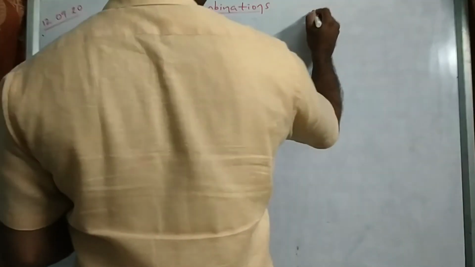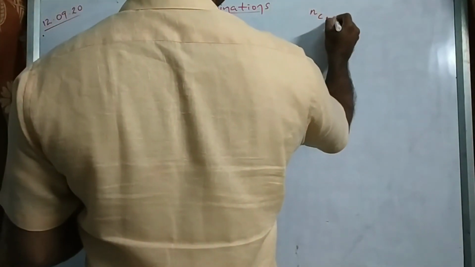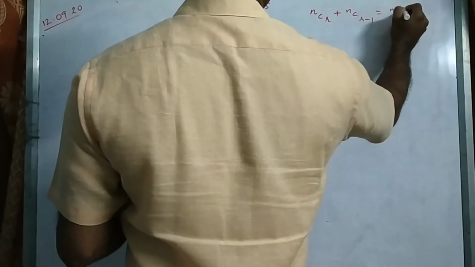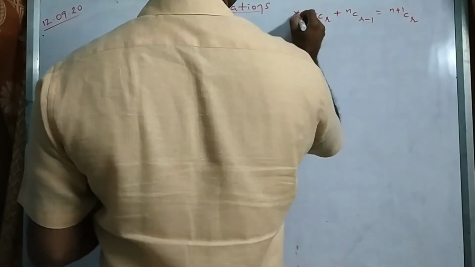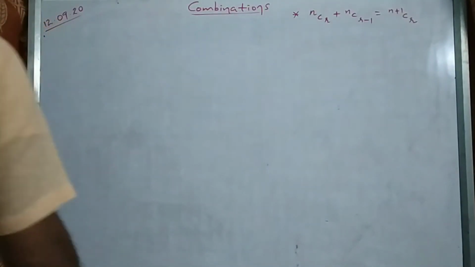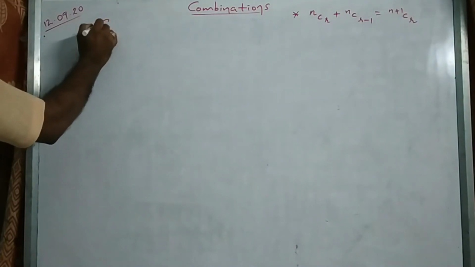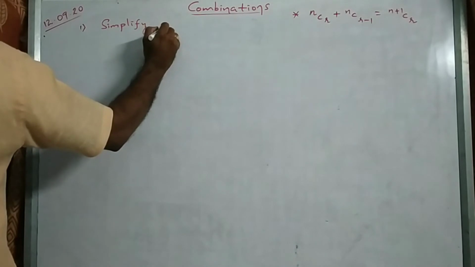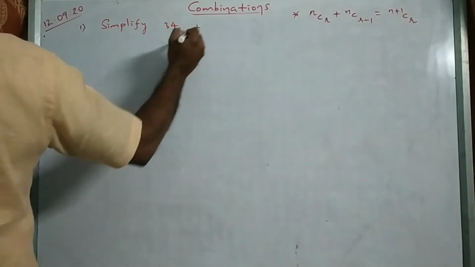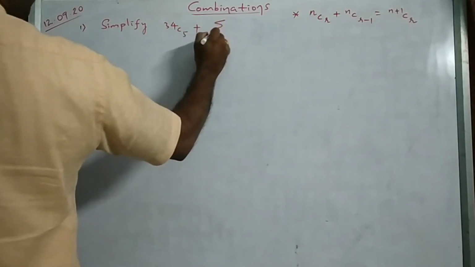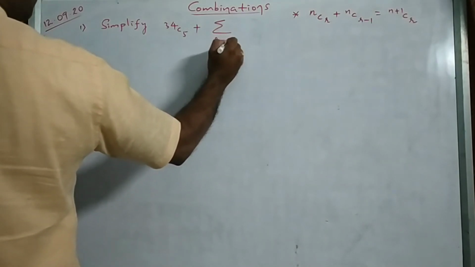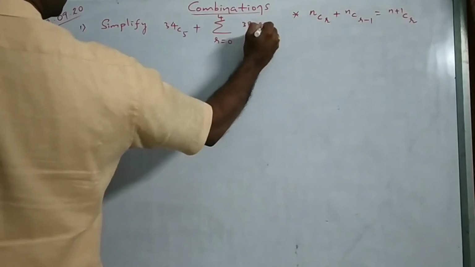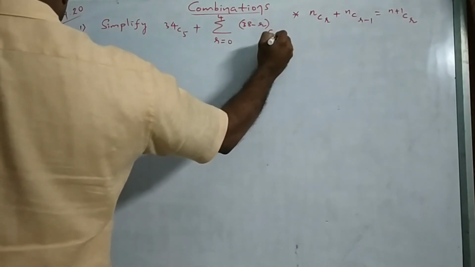So I am going to use this formula now. NCR plus NC(R minus 1) equal to (N plus 1)CR. It's a very, very important formula. By using that, simplify 34C5 plus summation R equal to 0 to 4, (38 minus R)C4.